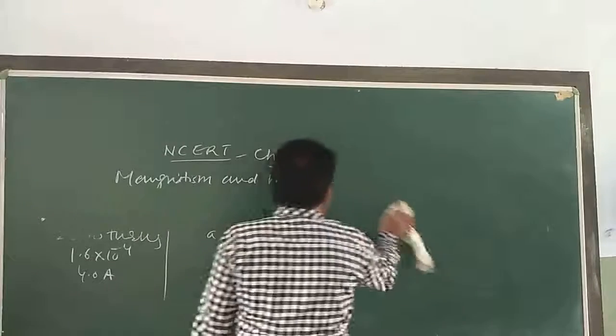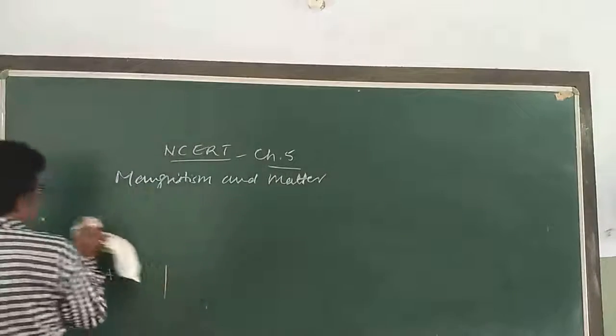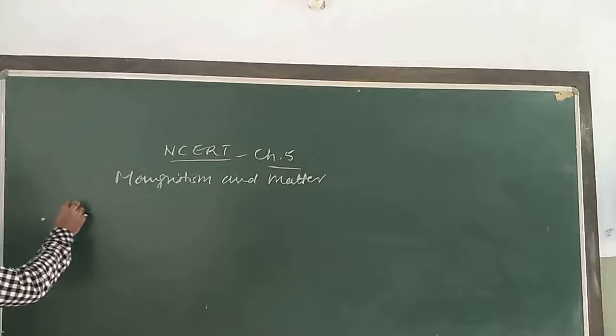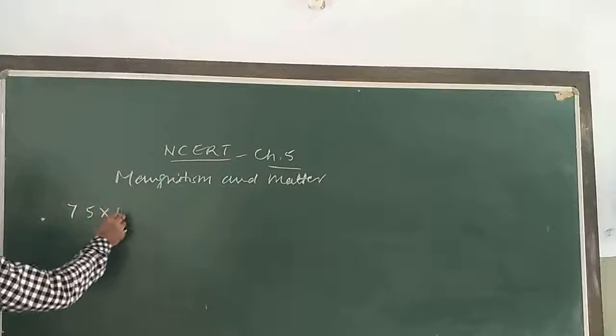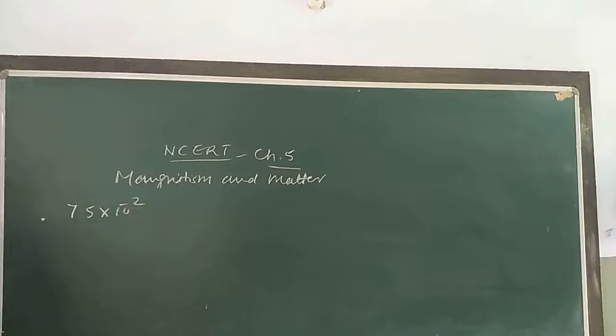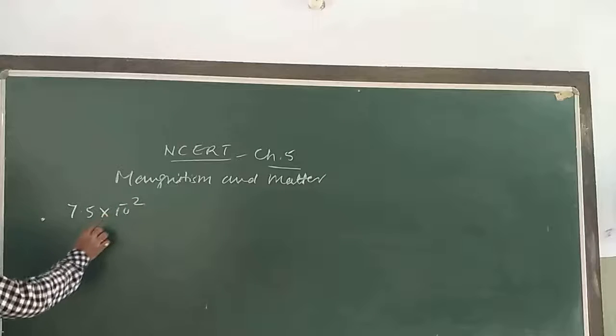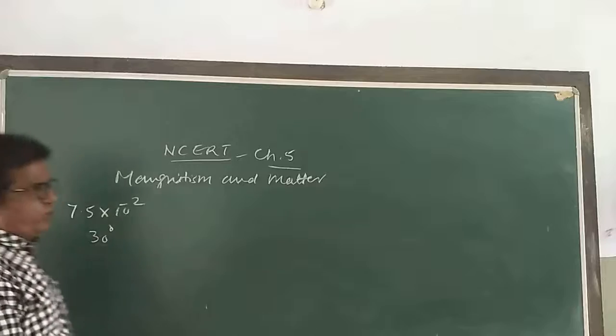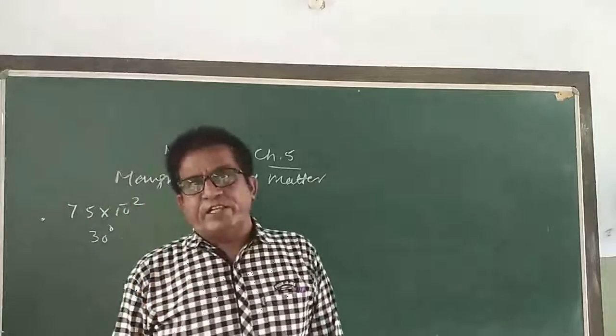Question number 3. First it may ask what is the torque on the solenoid if a uniform horizontal magnetic field of 7.5 into 10 raised to minus 2 Tesla is set up at an angle of 30 degree with the axis of the solenoid. Four different things are asked.